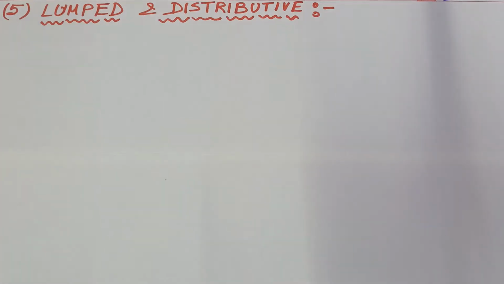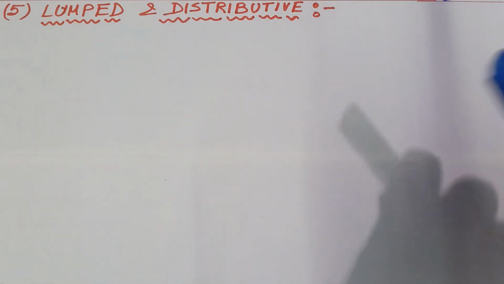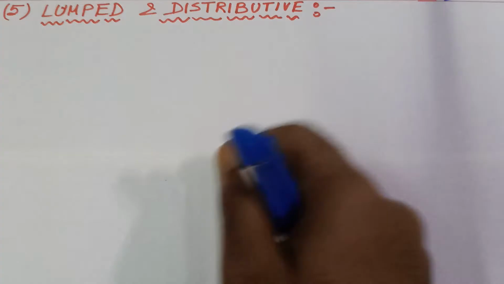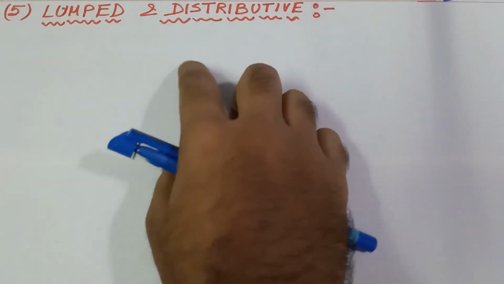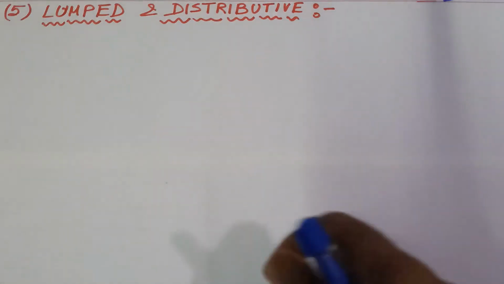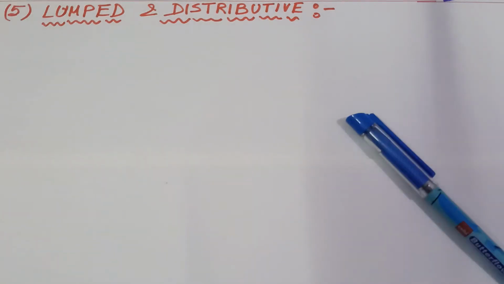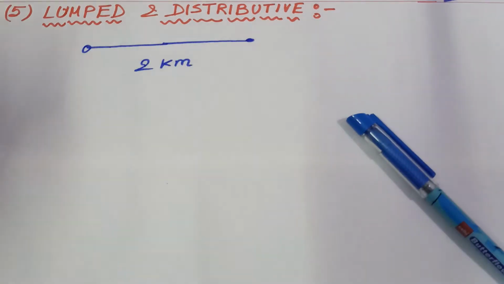Clear? And the last part, that is lumped and distributive element. Okay, this is the last classification of an element. So the problem is you cannot determine whether the element is lumped or distributive from the VI characteristics. Okay, there is no dealing with the VI characteristics. This is just a general concept.